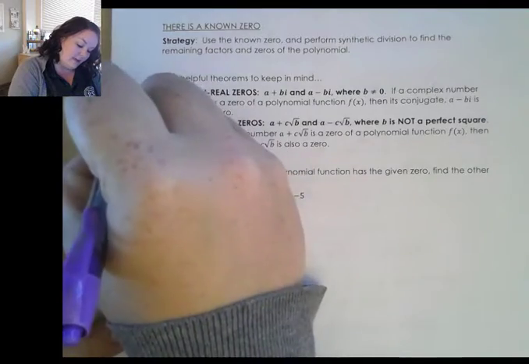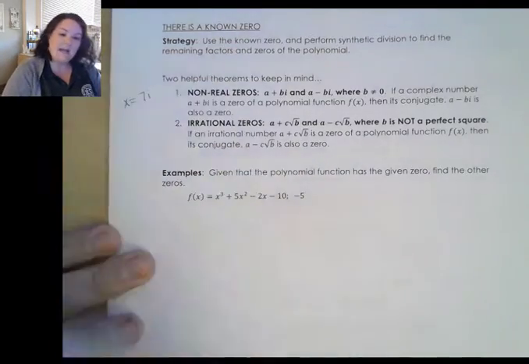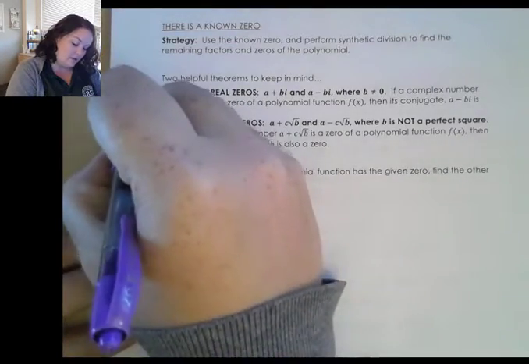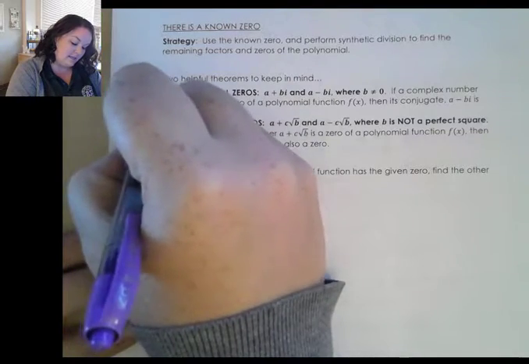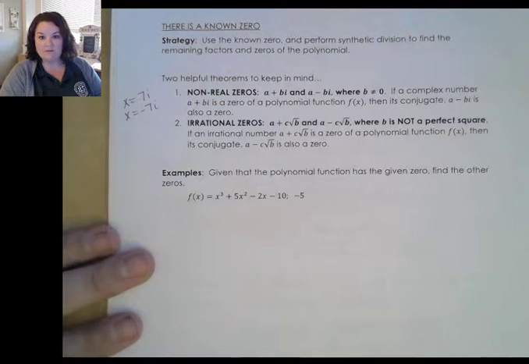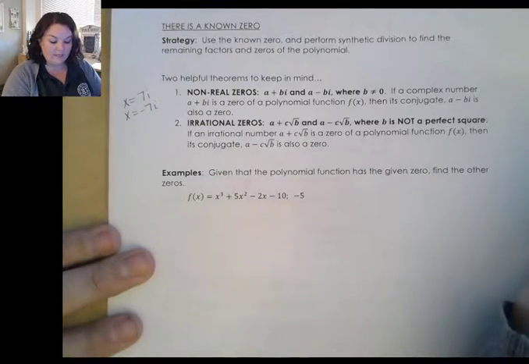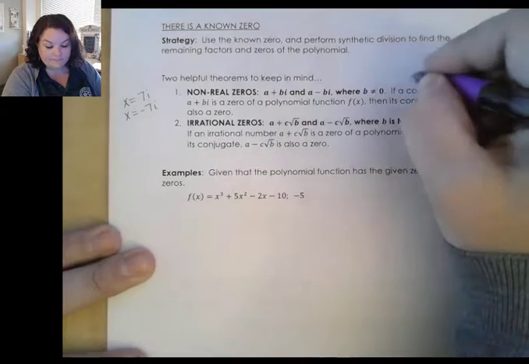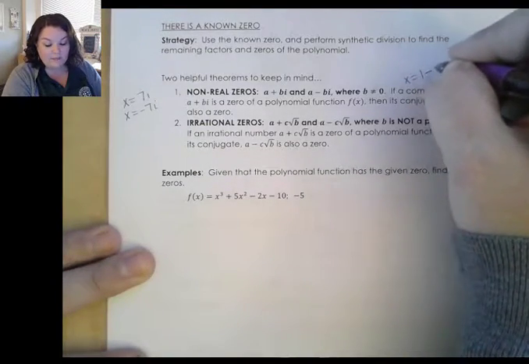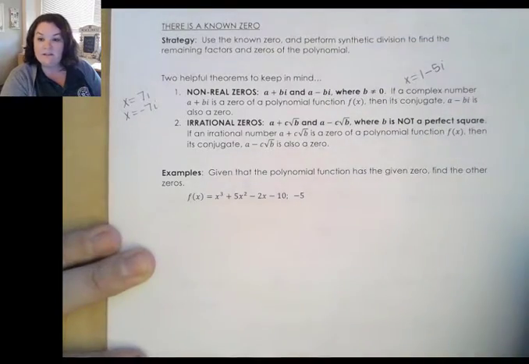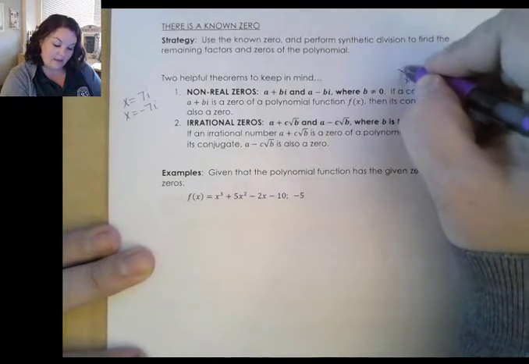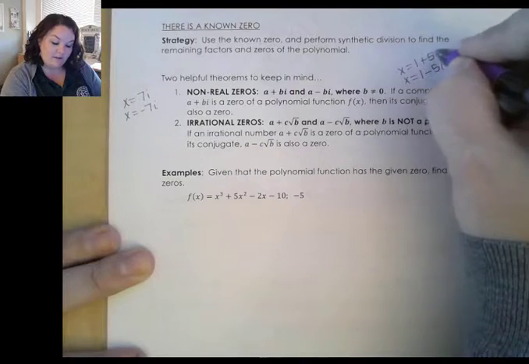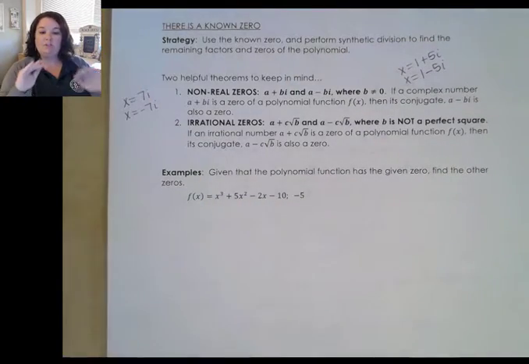So meaning if I get x equals 7i as a zero, then we also know that x equals negative 7i is also a zero, right? Or if we end up with something like x equals 1 minus 5i, then that means that we would also have the zero 1 plus 5i, okay? And it shows up in factored form also, okay?